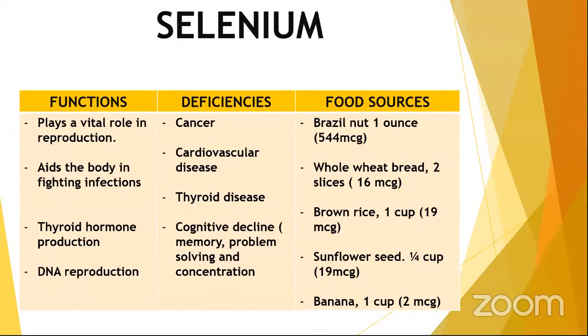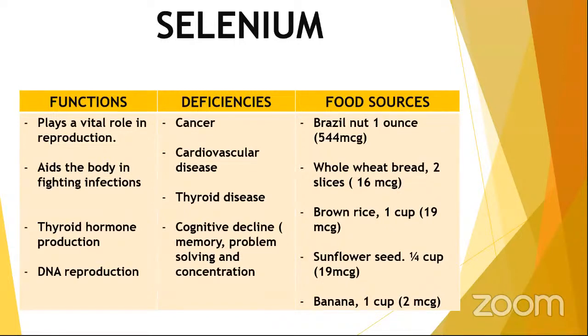Selenium. Selenium plays a vital role in reproduction, and it assists the body in fighting infections, and it also helps in DNA reproduction. If you're deficient in selenium, you can suffer from cancer, thyroid disease, and certain cardiovascular diseases, which is like the heart.